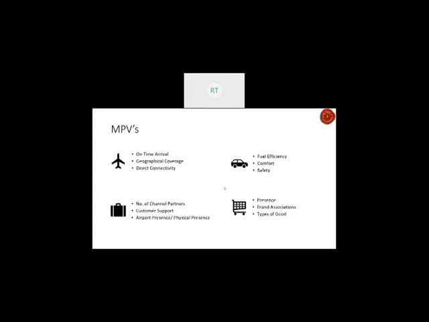Let's take the example of PPEs. In the current COVID situation, PPEs are selling like hotcakes. People need PPEs. Forget about it being hotcakes, it has become a necessity right now. So, who do you think would be the customer of a PPE today? I am waiting for your answers in the chat box. Who do you think is the customer for a PPE today?